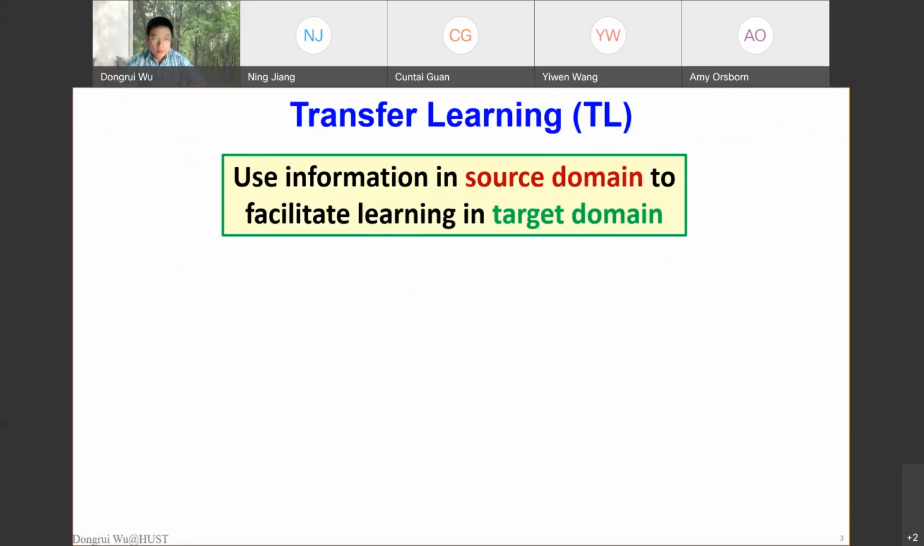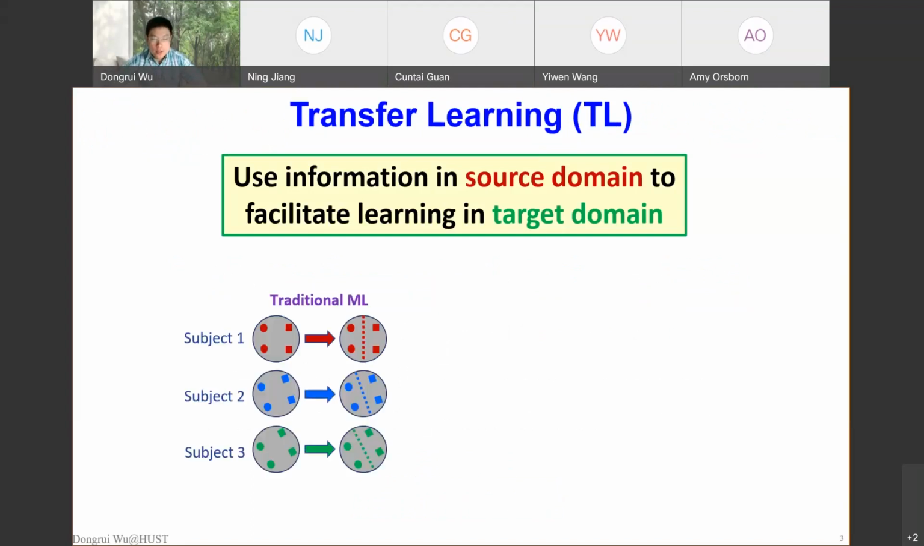First, a very brief introduction to transfer learning. The basic idea of transfer learning is to use information in a source domain to facilitate learning in a target domain. Let's compare that with traditional machine learning. Say here we have three subjects. For each subject, we have a two-class classification problem. Because we have a very small number of training samples, in this case only two labeled samples for each class, if we consider each subject individually and build a classifier for that subject, the generalization performance of the classifier may not be very good because we do not have enough training data.